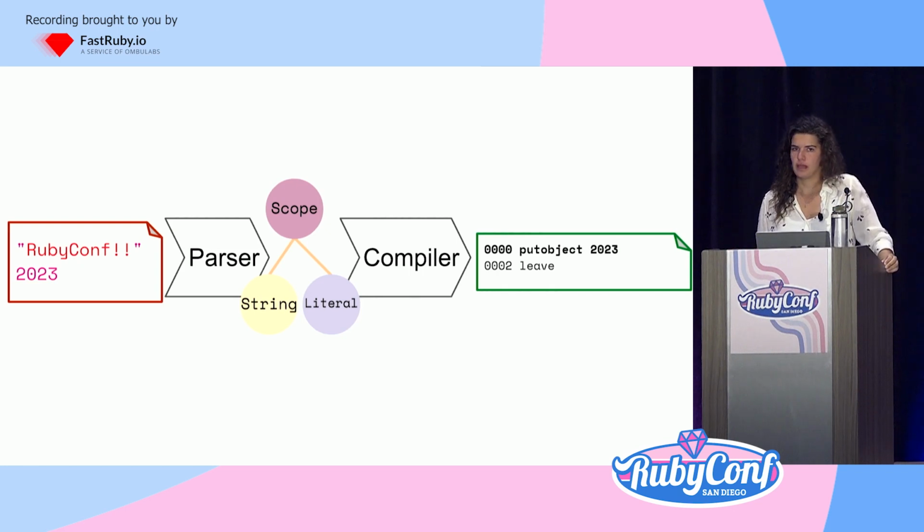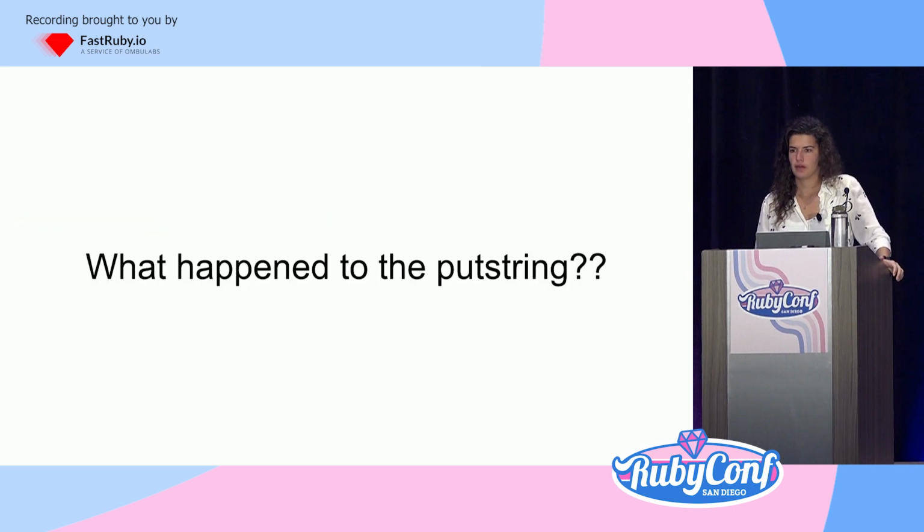And as it goes through the compiler, these are the instructions we get. We just get a put object 2023 and then a leave, which I hope is making you ask the question, what happened to the put string, right? Where did that go? Why is it all of a sudden not there when it was just there when the program was only a string?